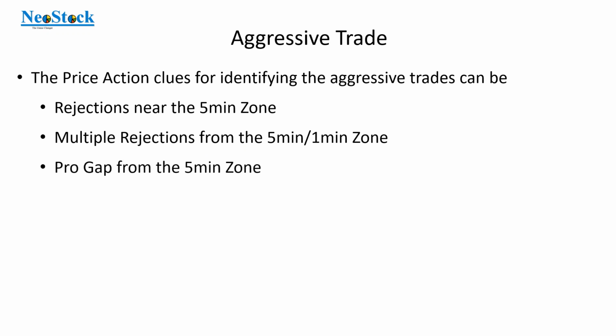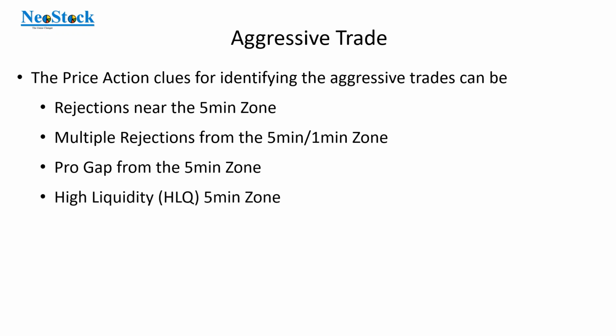The third price action clue is a pro gap from the 5-minute zone. Suppose you have a 5-minute zone inside our 75-minute or daily high liquidity zone, but it is not a fine-tuned zone. But the zone has a pro gap. Then you can plan a trade. Why will it work? I will give you the reasons once we get into the examples.